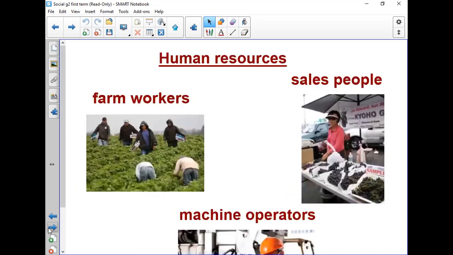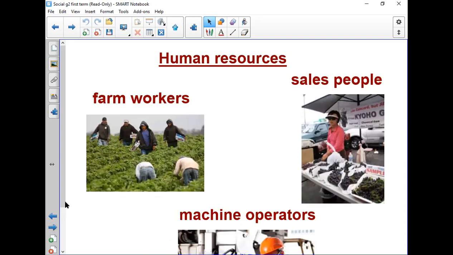The second type of resources that they use are called human resources. What are human resources? The human resources like the ones who grow grapes, they are called farm workers.